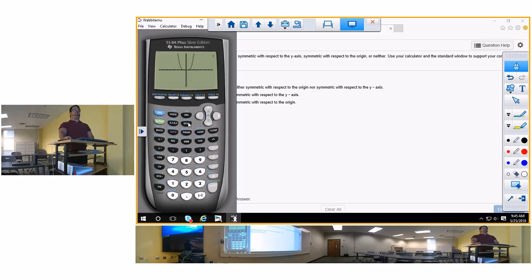And let's say that's not good enough. Well, let's go to zoom box. And I'm going to put the left-hand corner right above the x-axis, right there. And I'm going to hit enter. And I'm going to go right below the x-axis. And I'm going to go down a little bit more right in there. And let's see what this does. Hit enter.